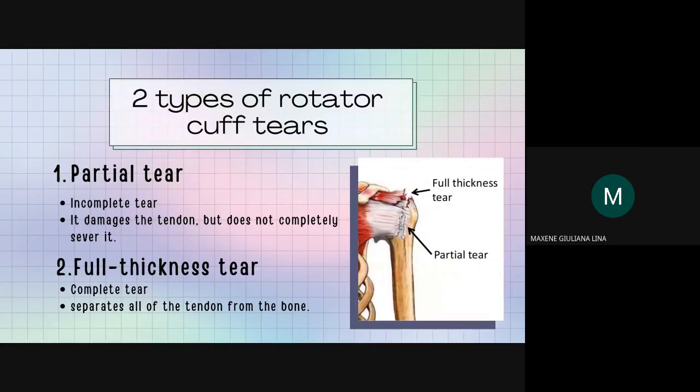There are two types of rotator cuff tears. The partial tear, also called an incomplete tear, damages the tendon but does not completely sever it, while a full thickness tear, or a complete tear, separates all the tendon from the bone. With a full thickness tear, there is basically a hole in the tendon. Next slide, please.